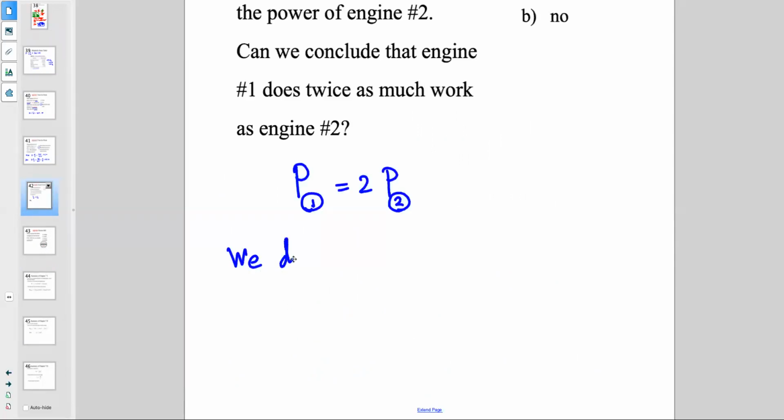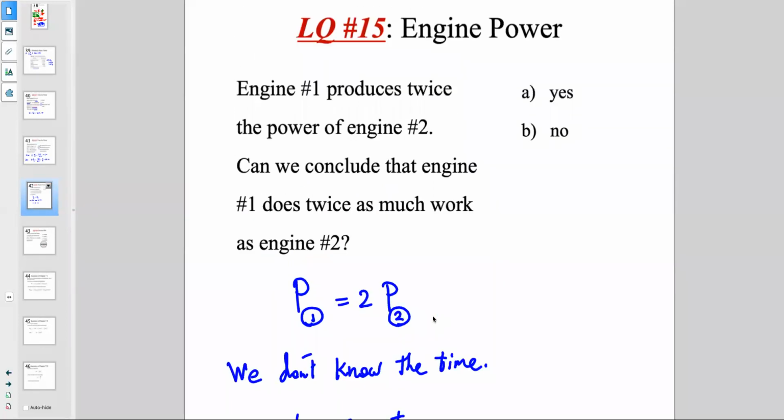We don't know the time, okay? So since we don't know the timing of this, we don't know the relationship between T1 and T2. We can't understand or conclude anything here because we don't have the information about how much time it took them to do this work.